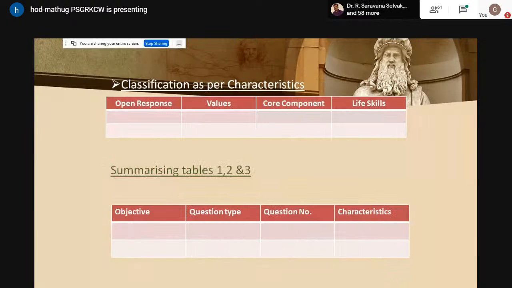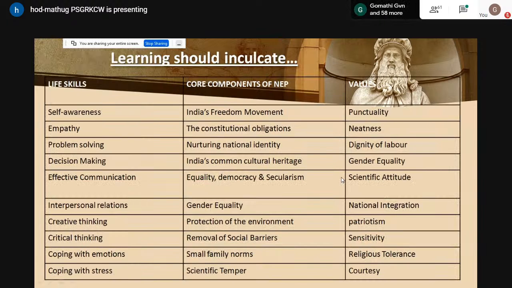So classification as per characteristics: whether it is open response, what the values are, what the core components are, and what life skills are acquired in that particular unit, and which life skill my question is expected to bring out. Based on the objective, question type, question number and characteristics, you can form the question paper. So what life skills can you test in your assessment? I have given a list: self-awareness, empathy, problem solving, decision making, effective communication, interpersonal relationships, creative thinking, critical thinking, coping with emotions and coping with stress. And how many of these life skills are incorporated in program educational objectives and program outcomes?